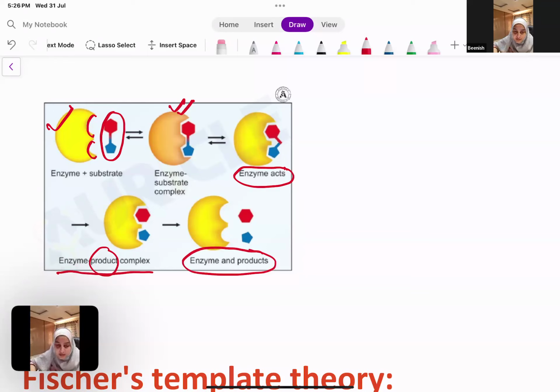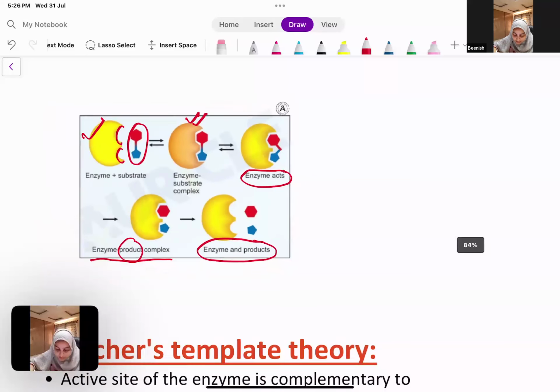So this is Michaelis-Menten theory, which states that enzymes combine with the substrate to form an enzyme-substrate complex, which immediately changes into product and enzyme.